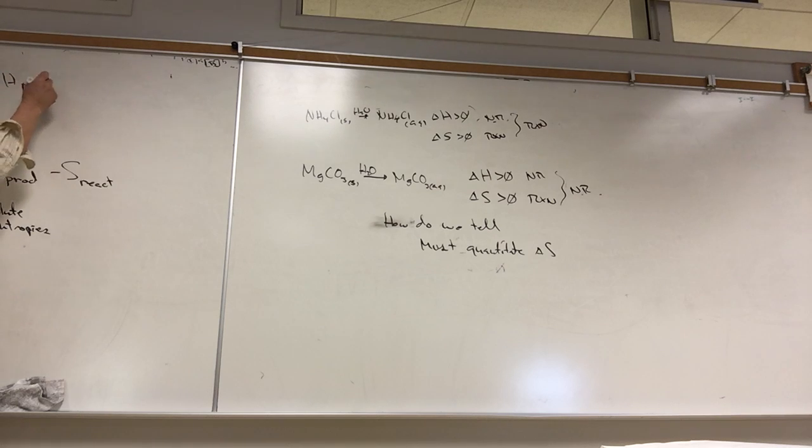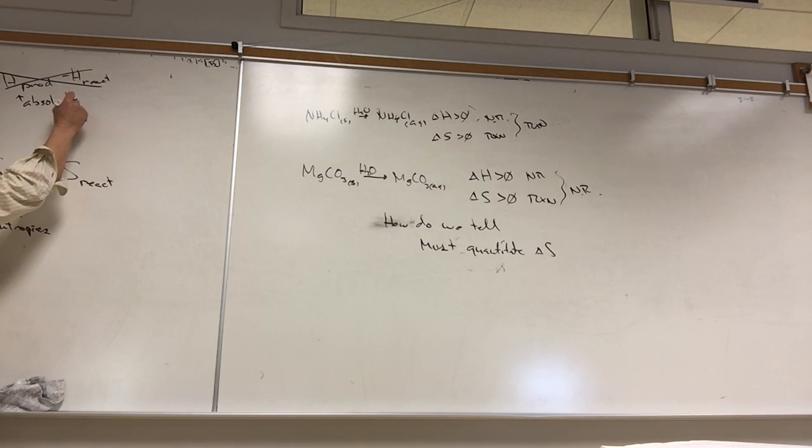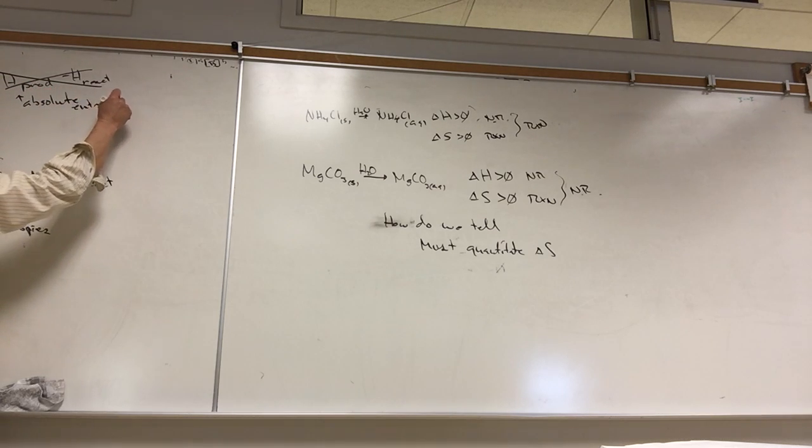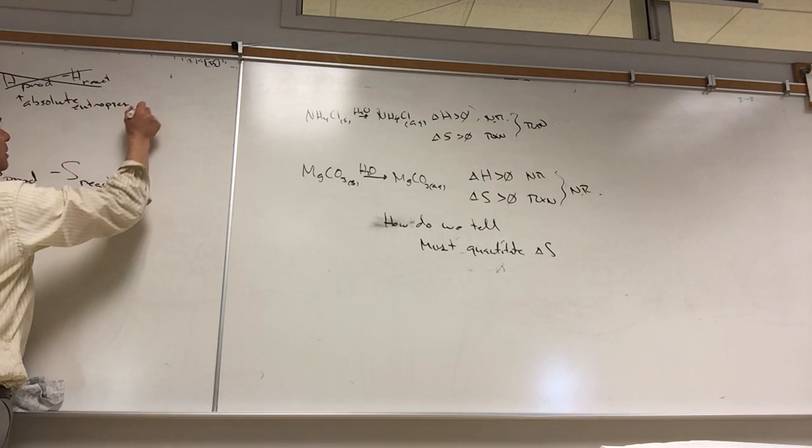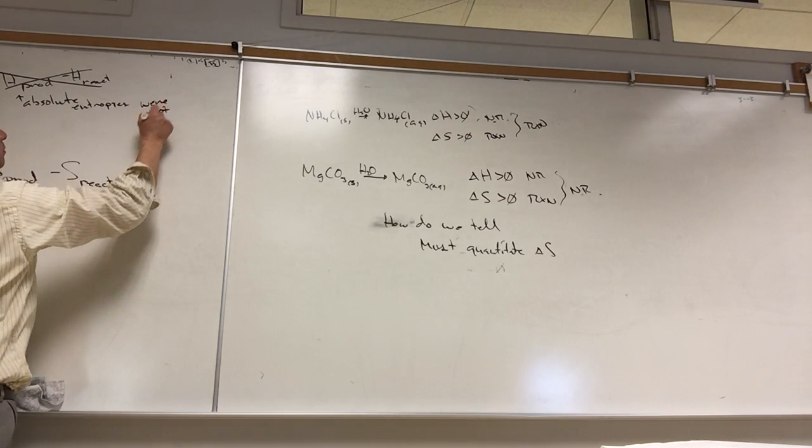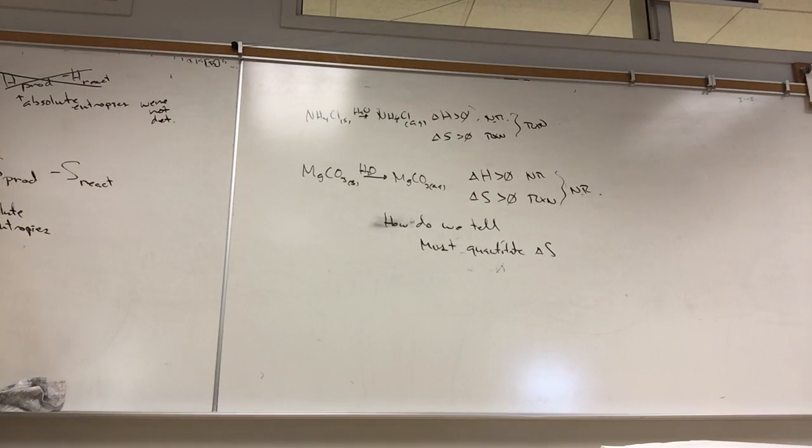Did we do that? We just took the enthalpy of the products minus the enthalpy of the reactants? Is that what we did? No. We took the sum of the enthalpies of formation, the delta H's of formation. We didn't do this. Absolute enthalpies were not determined. If you recall, it was the delta H of formations that were determined.